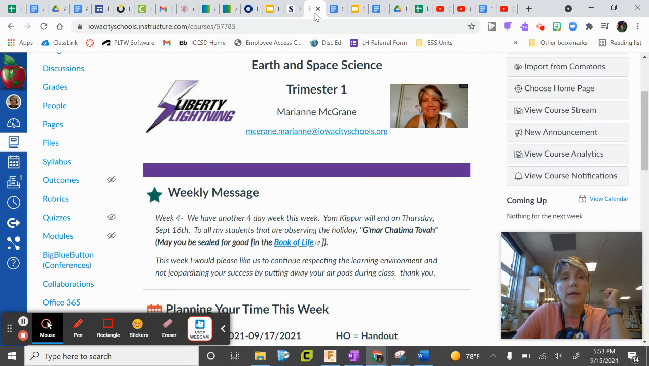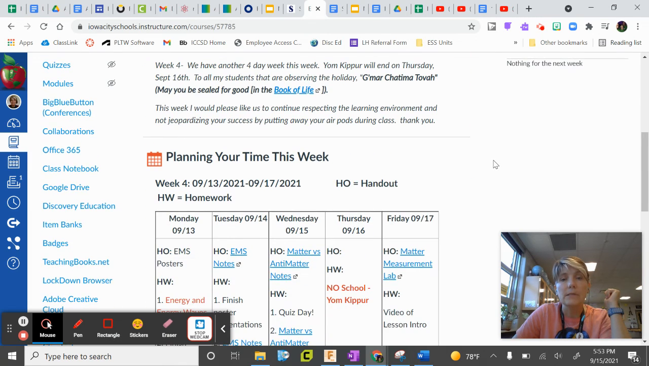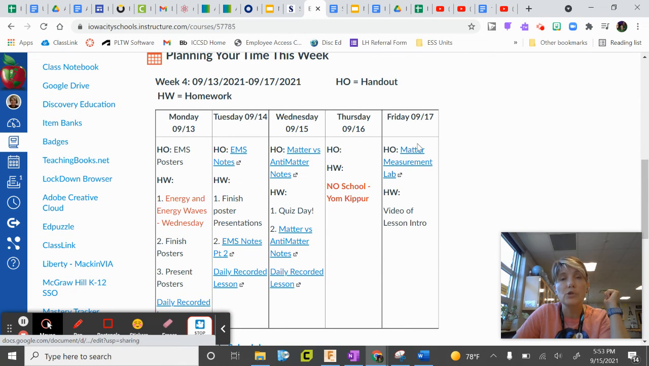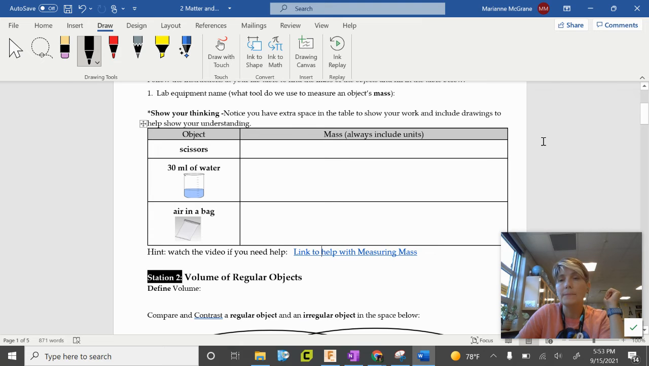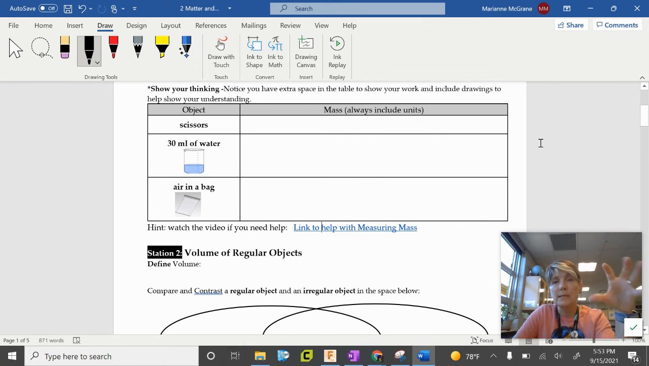Well, if we look at Canvas, on Canvas, I have posted this matter and measurement lab right here. You can click on it. It'll open up as an electronic document, and then you can look at all the links like I have just opened for you. Okay, so that's what you're going to be doing. All right, so then you're going to be going from station to station to station, about 8 to 10 minutes. The substitute will say, okay, everybody, you've got 1 minute left, wrap things up.